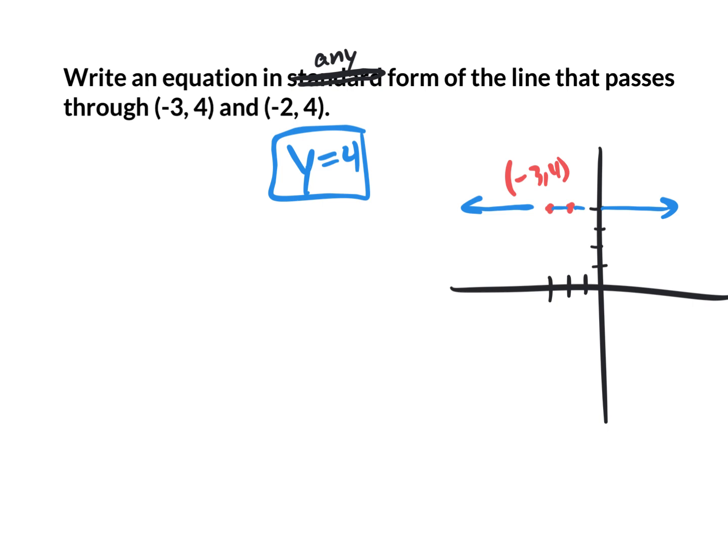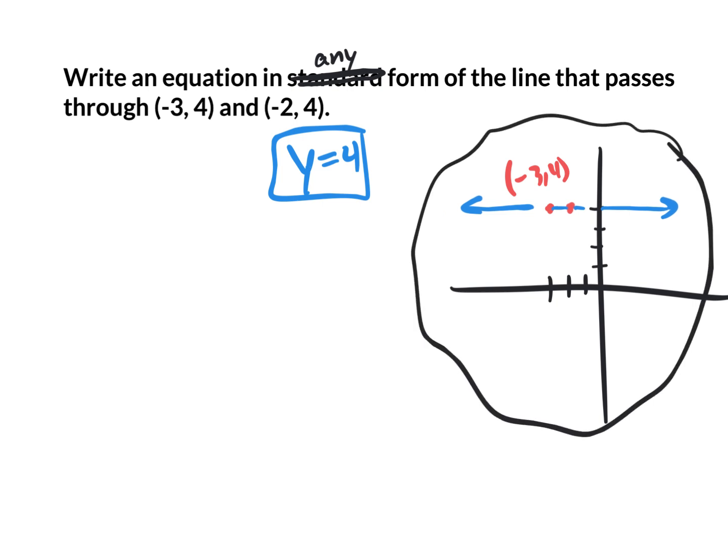As a matter of fact, this visual that we just drew right here was just to get you to understand it. But the reality is, just by looking at these 2 points, if you notice that the y values are the same, then the equation will be y equals that same y value, 4. Does that make sense?